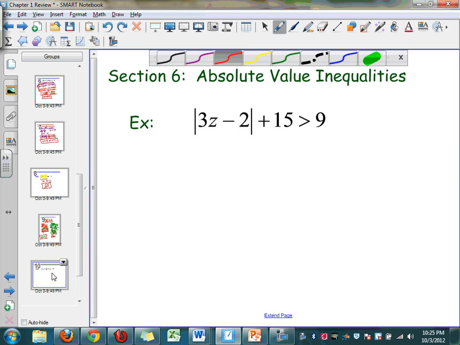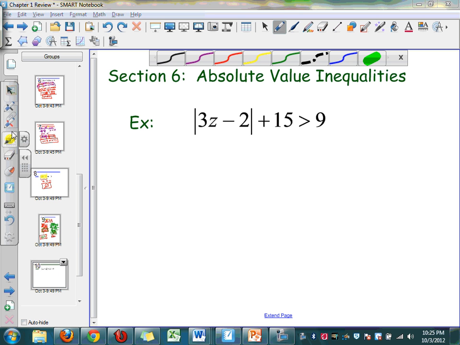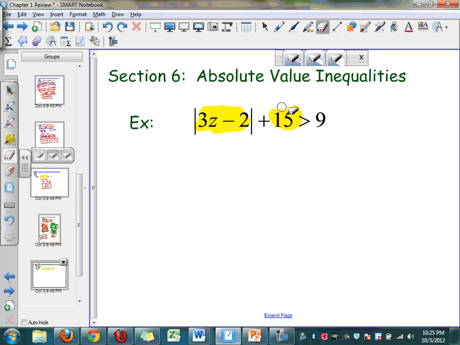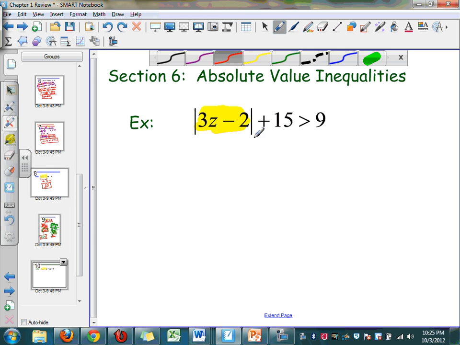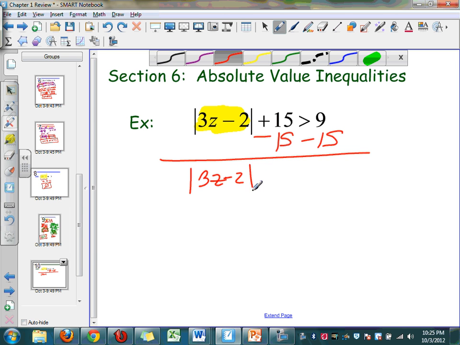Now if I come over here, I'm going to have absolute value inequalities. So again, step 1, I'm going to do what? I am going to isolate the absolute value. So I need to get rid of that 15. How do I get rid of that 15? I'm going to subtract 15 from both sides. So that's going to give me the absolute value of 3z minus 2 is greater than a negative 6.